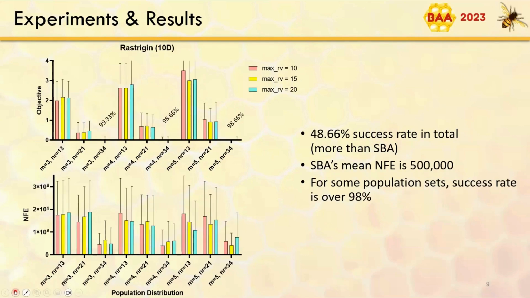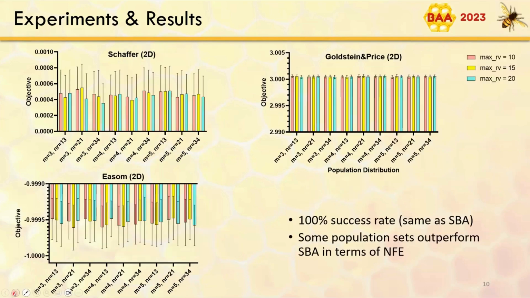For the Rastrigin function, we have achieved almost 100% in specific populations again. When the foraging Bayes gets higher, it starts to find the global optima for that function, and the standard Bayes algorithm wasn't successful in this one. In total we achieved a 48.66% success rate, and as you can see, we almost achieved 100% in specific populations.